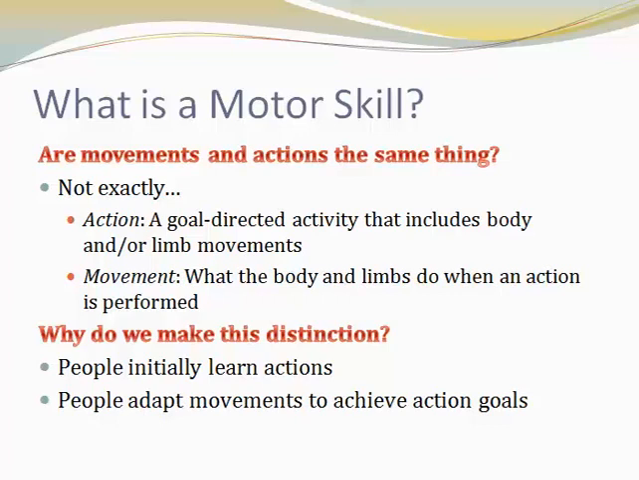So there may not necessarily be some type of goal or purposeful action in that case when we're just talking about movement. And why do we make this distinction? Well, people initially learn actions, but then people adapt their movements to achieve action goals. So you could simply be learning how to throw a ball, for example, and there's no real goal to throwing the ball, but perhaps you want to throw a ball because you want to play baseball or you want to play softball. So then your actual action goal would be related to whatever the particular context is for that sport.